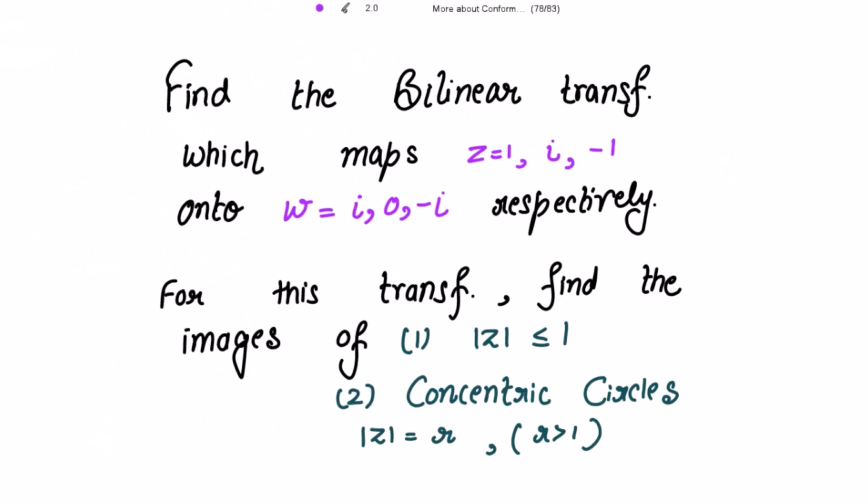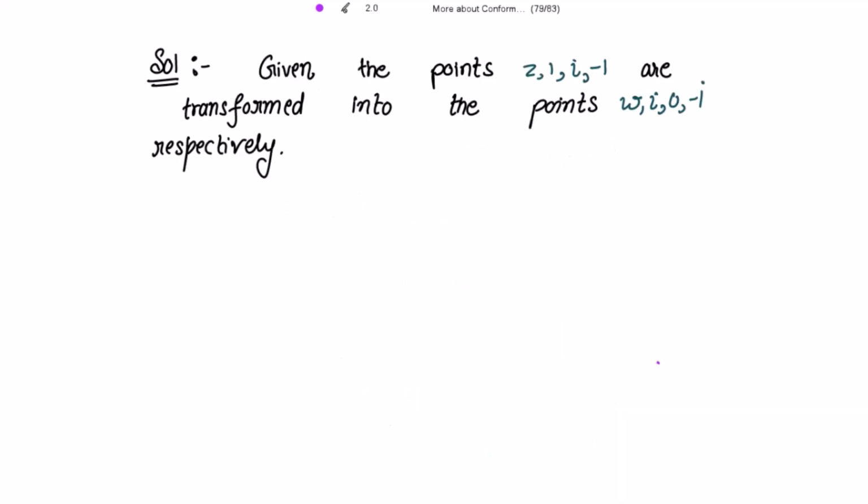Find the bilinear transformation which maps z equal to 1, iota, negative 1 onto w equal to iota, 0, negative iota respectively. For this transformation, we also have to find the images of mod z less than or equal to 1 and the concentric circles mod z equal to r, where r is strictly greater than 1. So first we have to find the bilinear transformation for the given points.